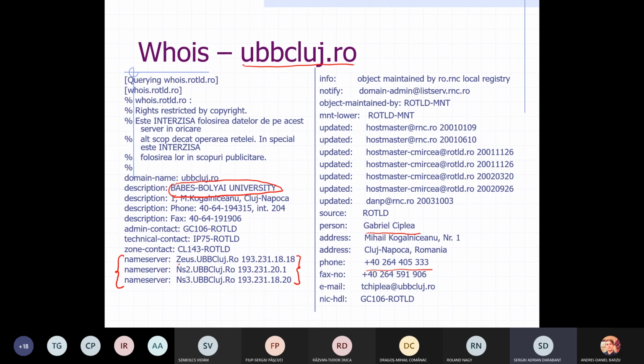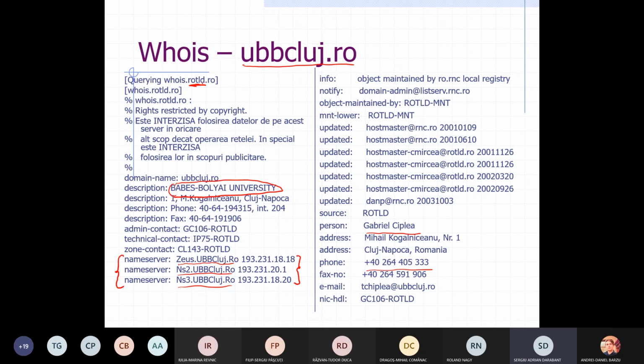Okay, so you see we have 1, 2, 3 with their 3 IP addresses. You need to provide them with their IP addresses, and those IP addresses should stay fixed. Or whenever you change them, you need to change them in the whois record. And this record, as you can see here, belongs to this registrar, ROTLD. That's the RO top-level domain. There's nothing special. It was the only organization at the beginning when Romania entered the internet era that handled these things.